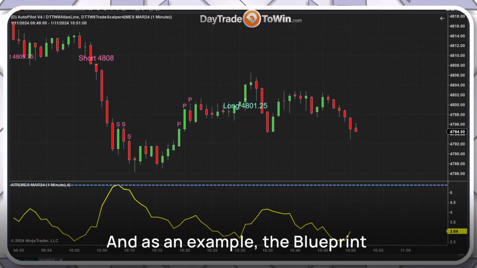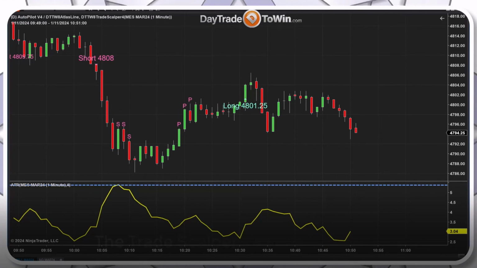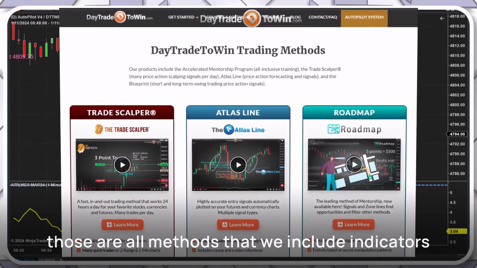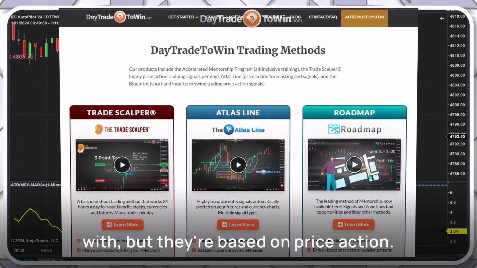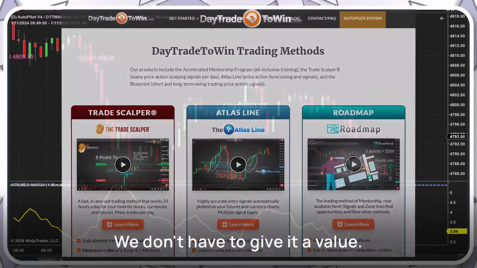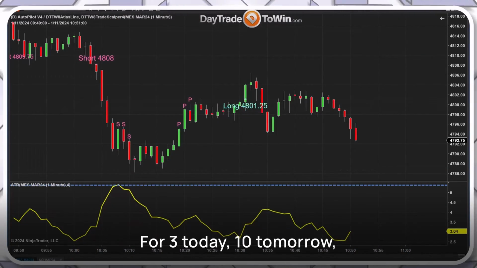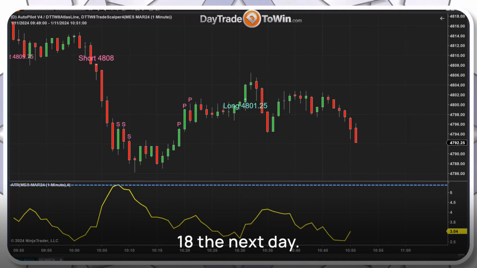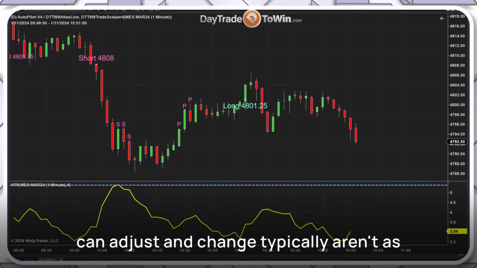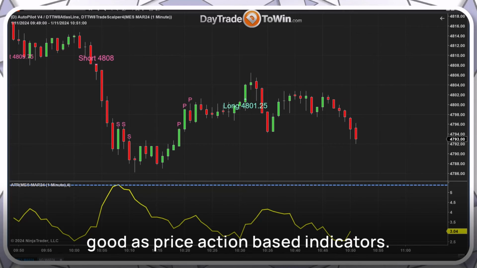And as an example, the blueprint, the trade scalper, the at the open, those are all methods that we include indicators with, but they're based on price action. We don't have to optimize values. We don't have to give it a value for 3 today, 10 tomorrow, 18 the next day. So indicators that have values that you can adjust and change typically aren't as good as price action based indicators.